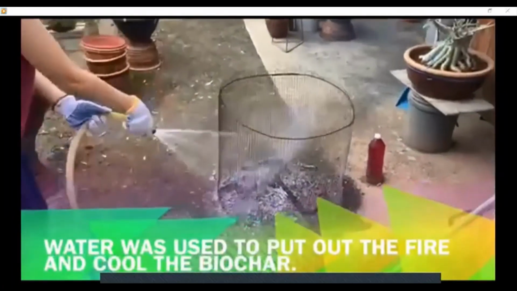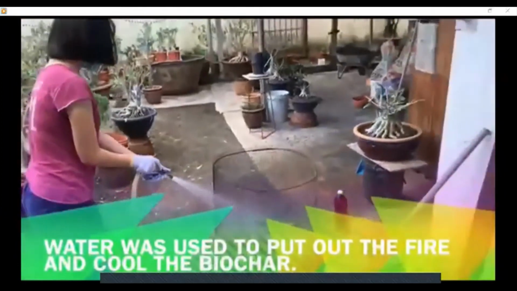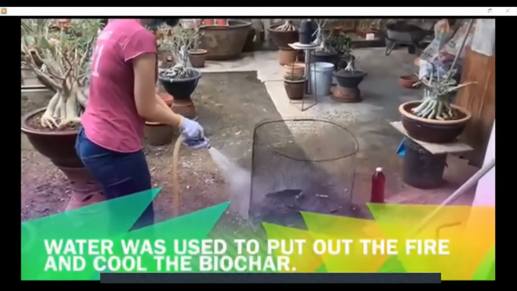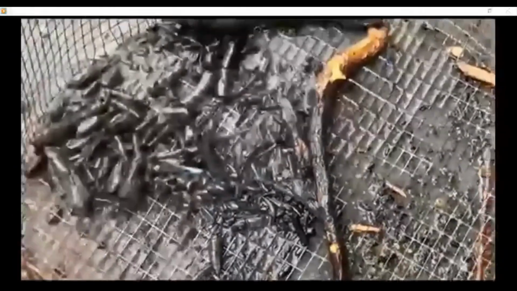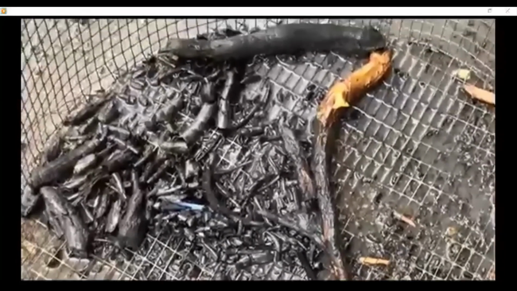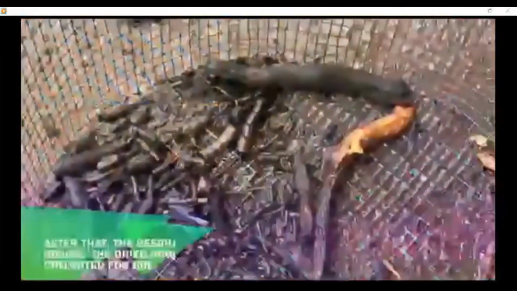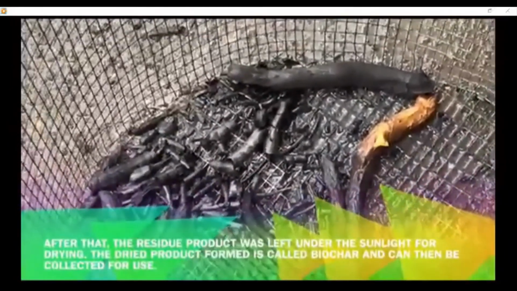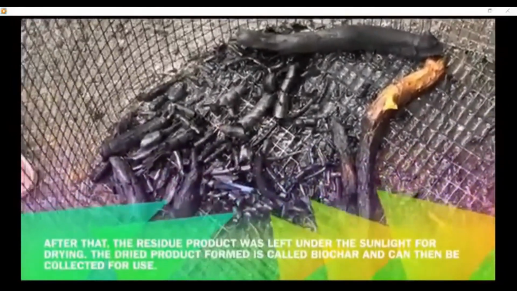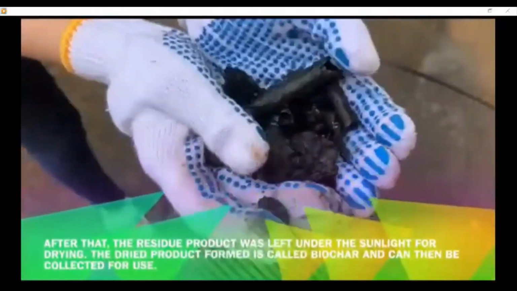Water was used to put out the fire and cool the biochar. After that, the residue product was left under the sunlight for drying. The dry product form is called biochar and can then be collected for use.